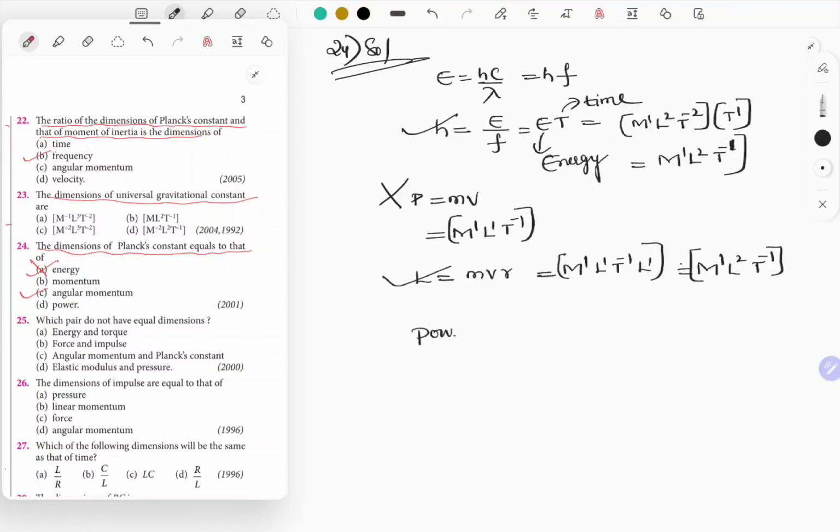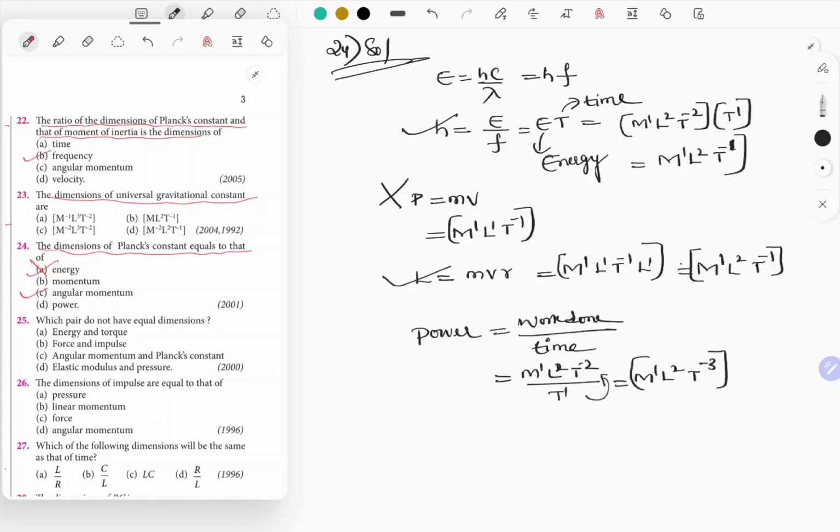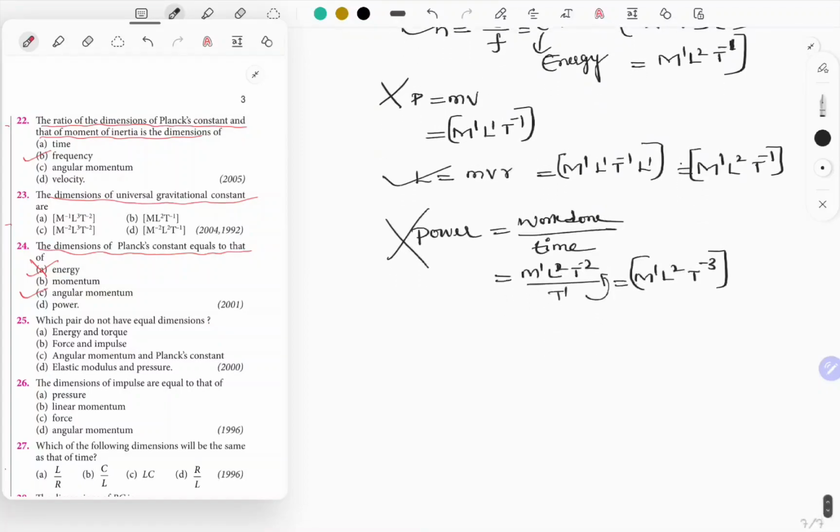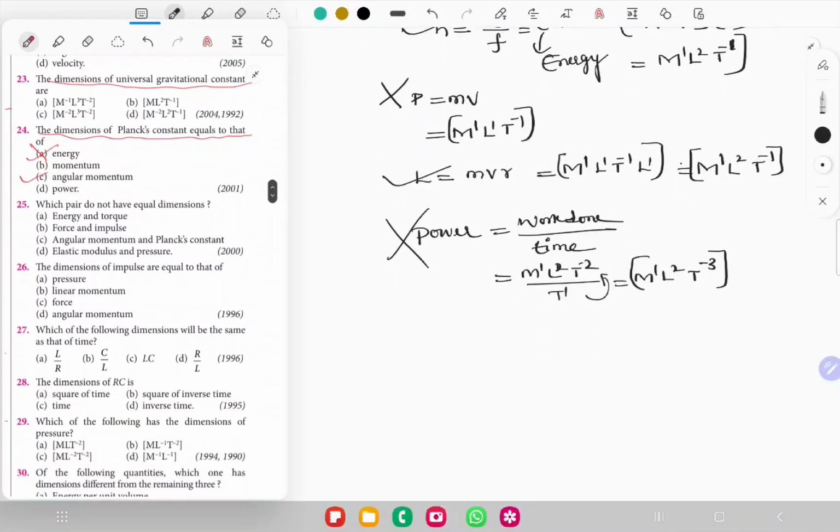So what about the dimensional formula for power? Now observe this. Power is nothing but work done divided by time, where the work done dimensional formula is M power 1 L power 2 T power minus 2, divided by T power 1. So you are going to get M power 1 L power 2 T power minus 3. It's not minus 1. If T goes to the numerator, it will become T power minus 1. That's why we are going to get M power 1 L power 2 T power minus 3. This is not going to match with Planck's constant. So which option is correct? Option C is correct. Very good.